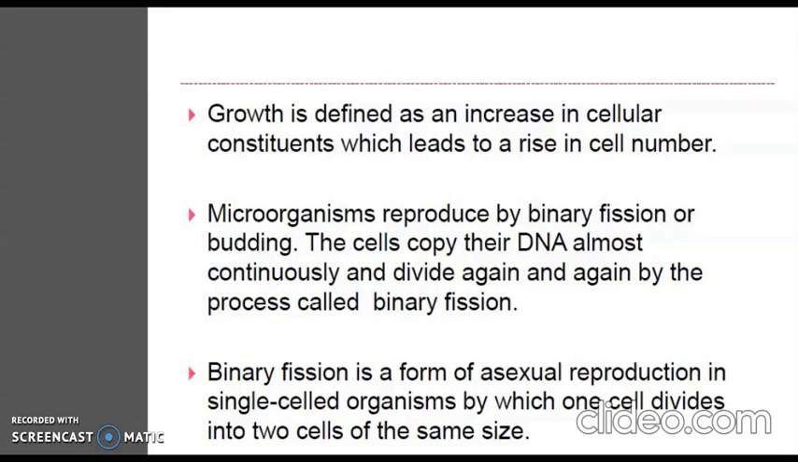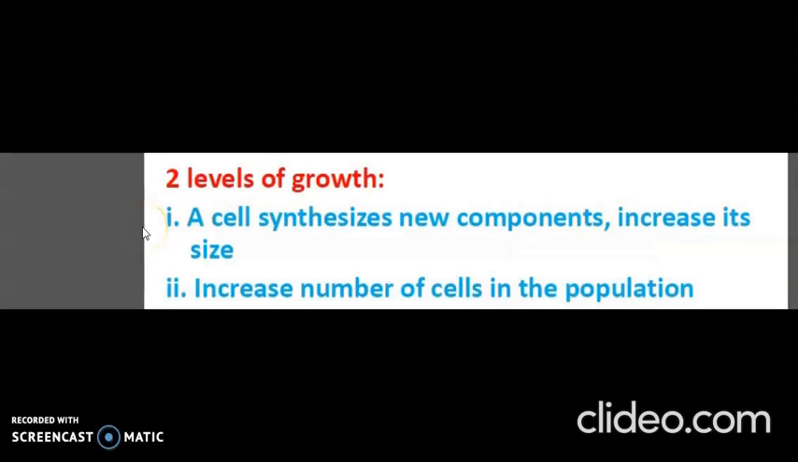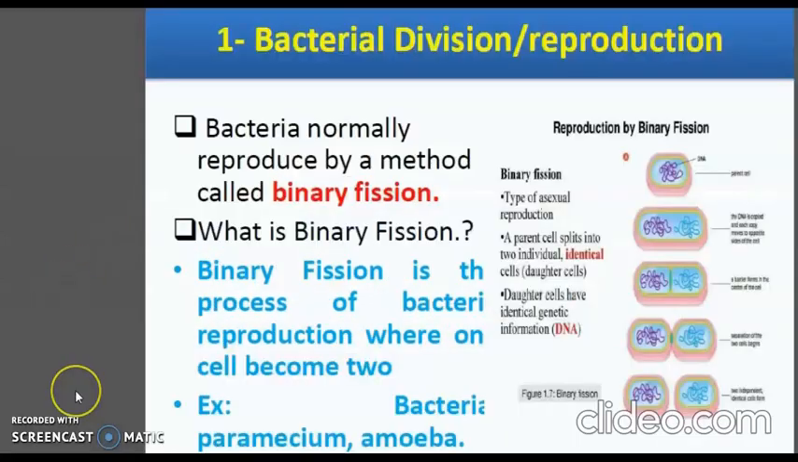Binary fission is a form of asexual reproduction in single-celled organisms by which one cell divides into two cells of the same size. There are two levels of growth. The first one is that a cell synthesizes new components and increases its size. The second level of growth is the increase in number of cells in the population. The bacteria divide by binary fission. When a bacterial cell reaches a certain size, it divides to form two daughter cells.